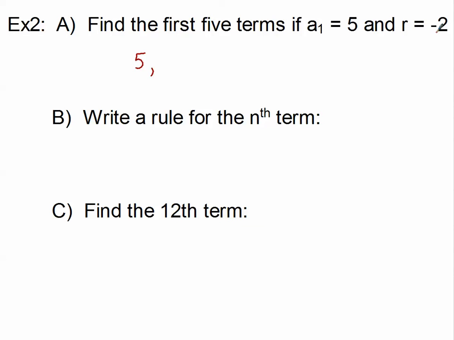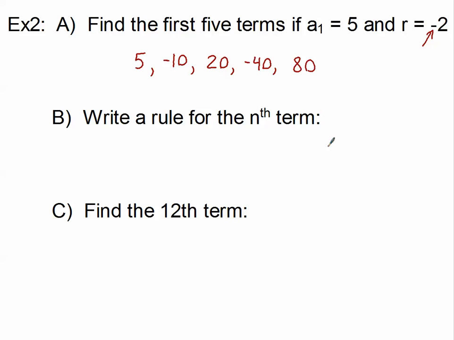So if I'm multiplying by negative 2, 5 times negative 2 becomes negative 10. If I continue to multiply by negative 2, negative 10 times negative 2 becomes 20. 20 times negative 2 becomes negative 40. Negative 40 times negative 2 becomes 80. I believe that's it: 1, 2, 3, 4, 5. I've listed the first 5 terms, and now we can see a special property that can happen for geometric sequences. Our terms might alternate sign, and that will happen when r is negative.